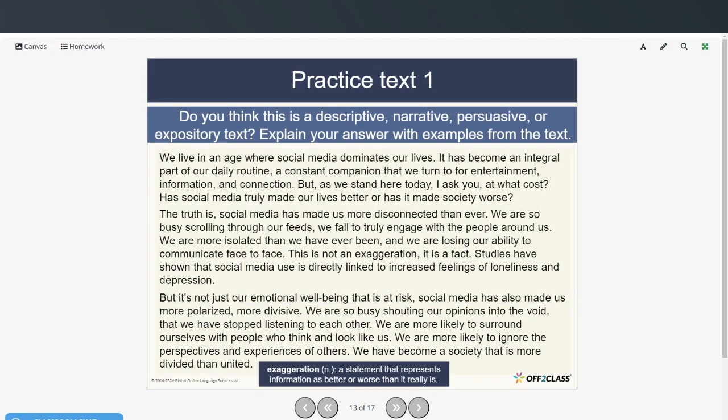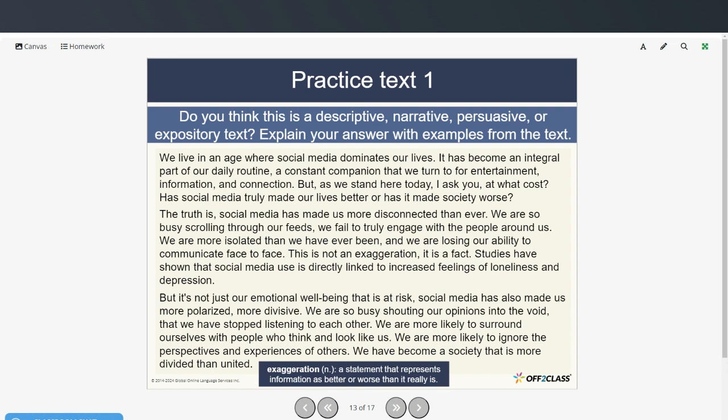All right, so we're going to do a practice test, and you'll read this and then decide whether it is descriptive, narrative, persuasive, or expository, and then try to explain your answers with examples from the text. Again, you can pause the video, read on your own, or follow along as I read. There's a vocabulary word, exaggeration, which is a noun. It's a statement that represents information as better or worse than it really is.